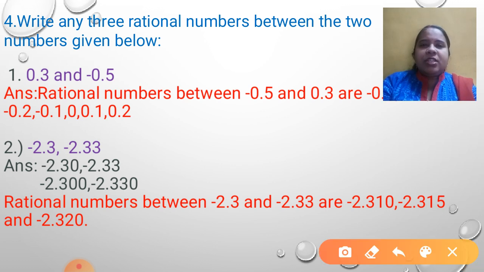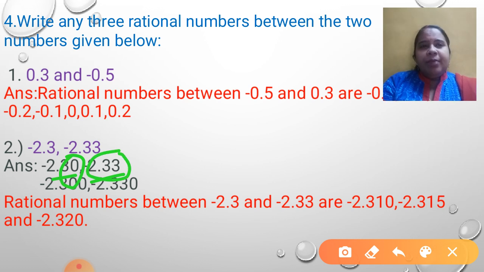See, it was minus 2.3 and this is minus 2.33. After the decimal point, I can see 2 digits. So let us make this also 2-digit by writing minus 2.30. We are not changing the question. We can write n number of zeros, right? After doing this, what we need to understand is minus 2.30 and minus 2.33.